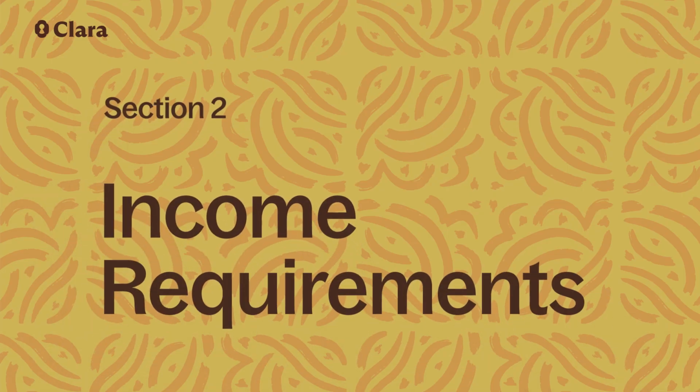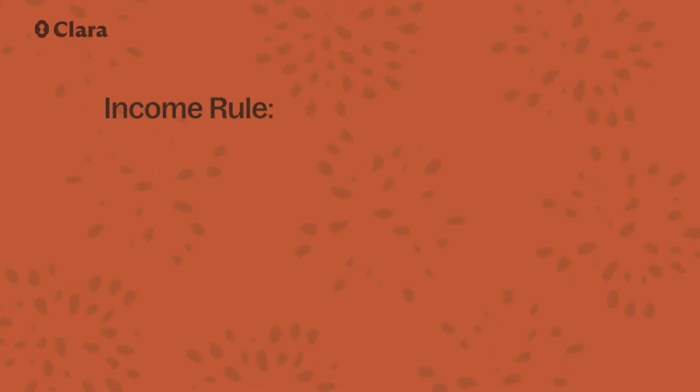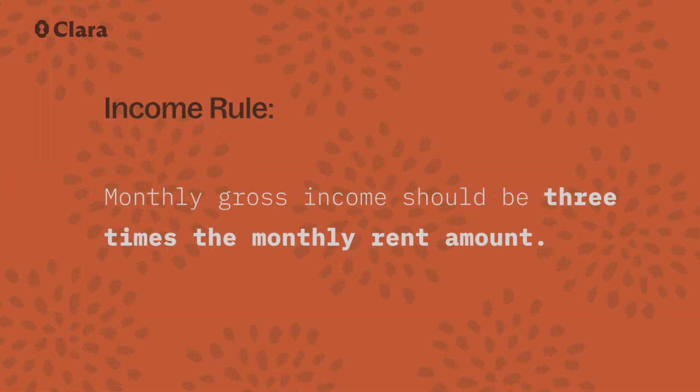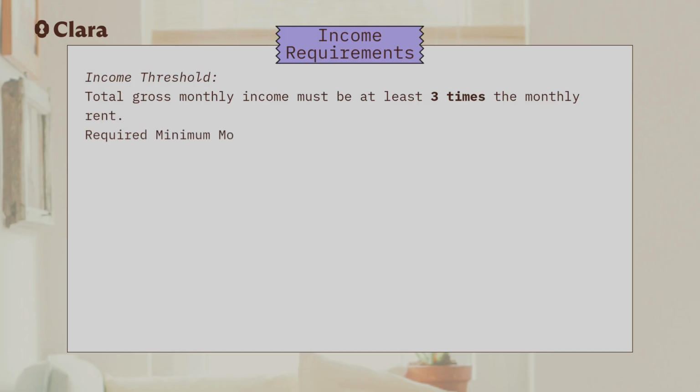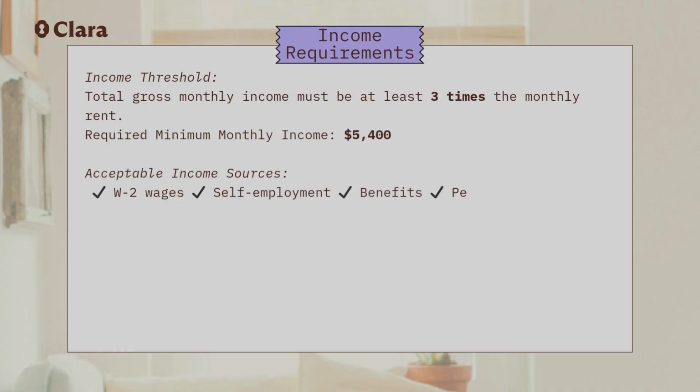Part 2, income requirements. So instead of just saying must have a stable income, let's get a little bit more specific. Here's what I recommend. Income rule. Most landlords will say that gross monthly income of all the adults in the unit must equal 3 times the rent amount. So for our example, if the rent is $1,800 a month, then our minimum income is going to be $5,400. What counts as income? So in our case, I'm going to count wages, self-employment income, pensions, benefits, anything like that.